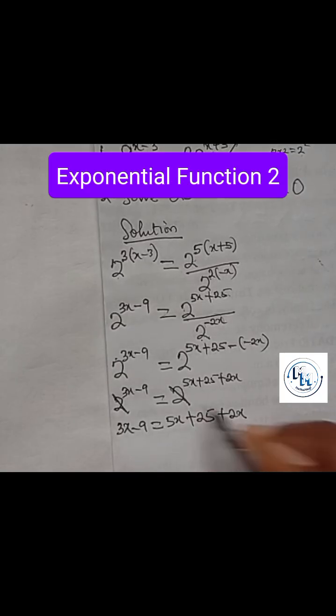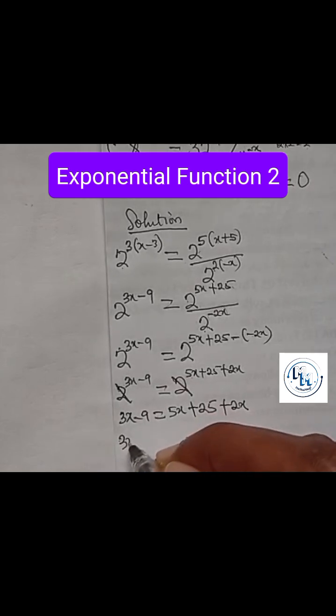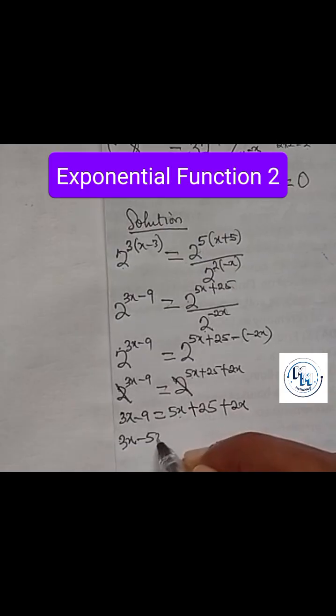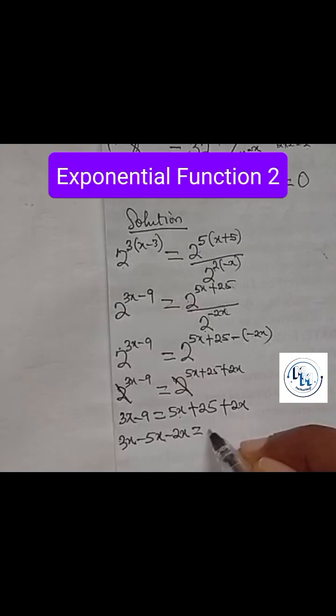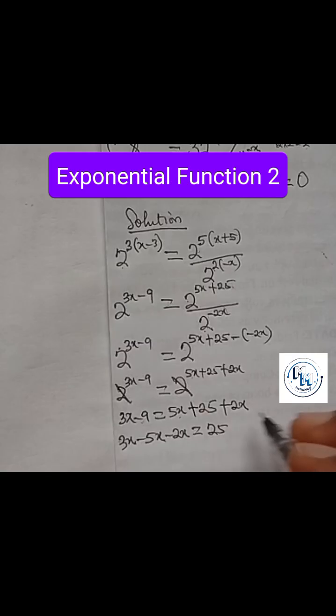At this point, we take away the bases. Then we are left with the powers, which are 3x minus 9 is equal to 5x plus 25 plus 2x. Let's collect like terms here. Let the variables come to this side while the constants go to the right hand side. Let's do it that way. 3x, this one comes over and becomes minus 5x. This one comes over and becomes minus 2x, equal to the 25 which is here already, then the 9 is here. It is minus, so when it crosses, it becomes plus 9.